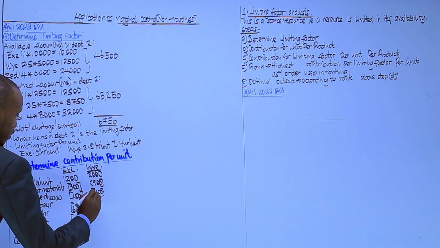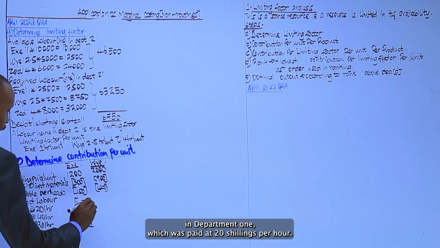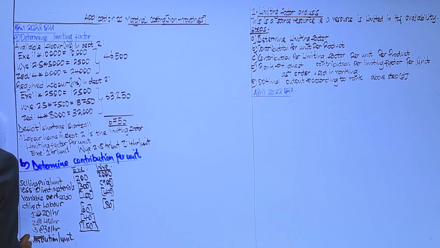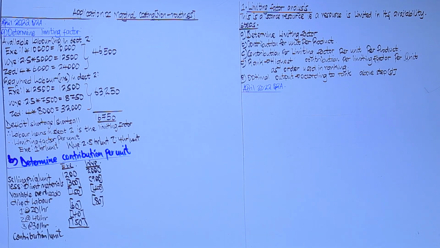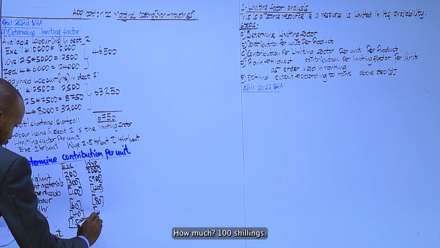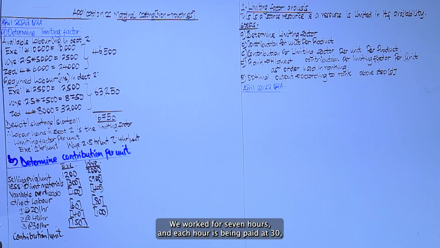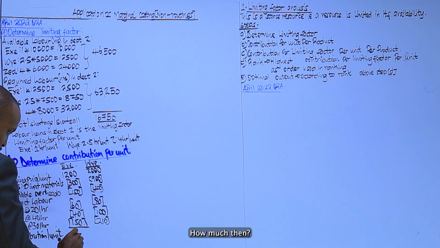400. Your labor cost in department 1, which was paid at 20 shillings per hour, but they worked for 4 hours. So 20 by 4 is 80. Department 2, they worked for 2.5 hours, but each hour is being paid at how much? 40. So therefore, they will be paid how much? 100 shillings. Department 3, they worked for 7 hours and each hour is being paid at 30. So that they will be paid how much? 210.